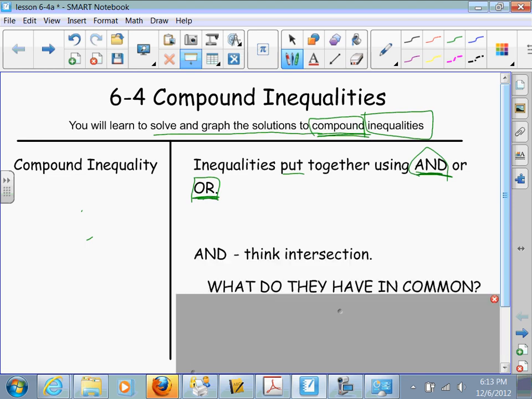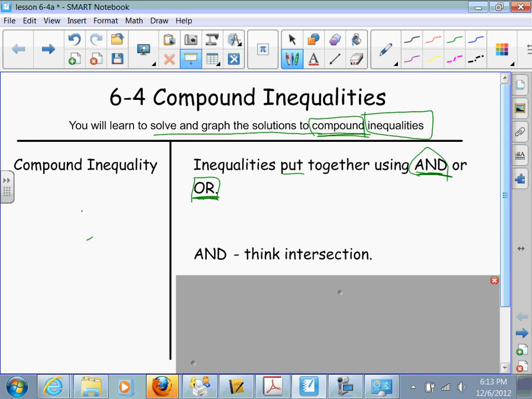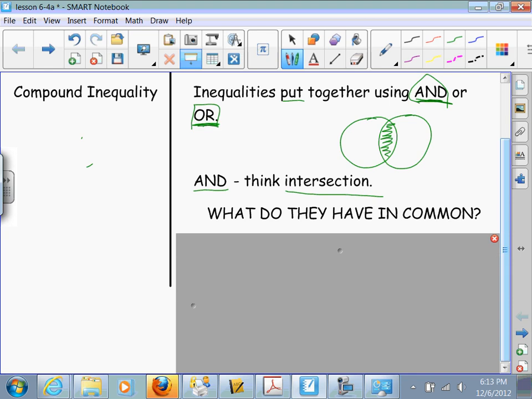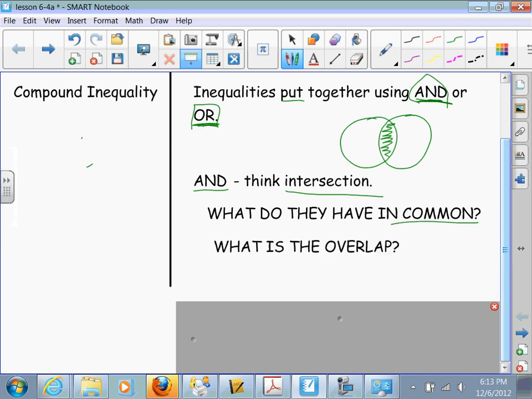When we put those together, we get different types of cross sections, and we want to think of the word intersection. If you think of a Venn diagram, if I want to graph the intersection of these two things, it's what they share in the middle. That would be the intersection. So when we think and, we want to think what do they have in common, or more specifically when we're talking about compound inequalities, we want to know what's the overlap. And you'll see an example of that when we get a little bit further here.